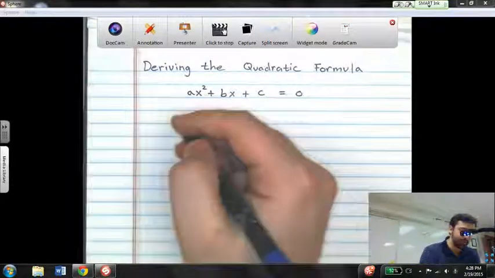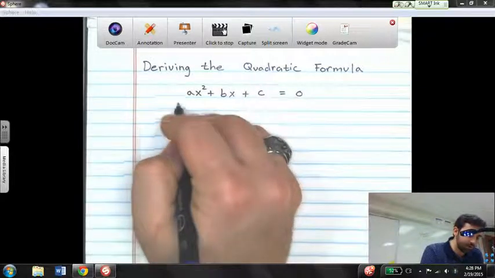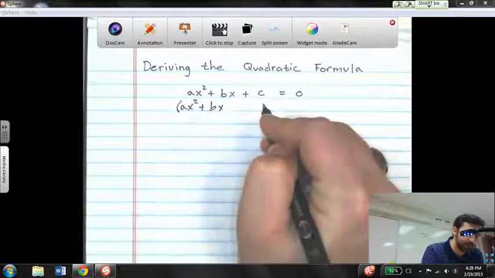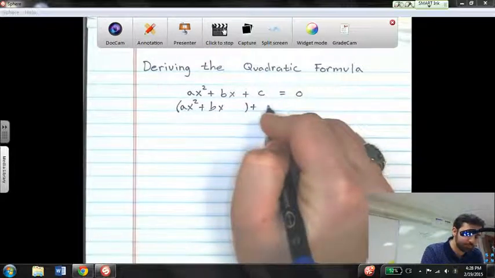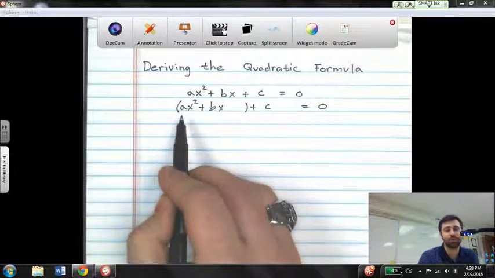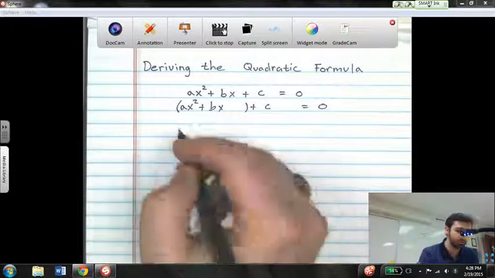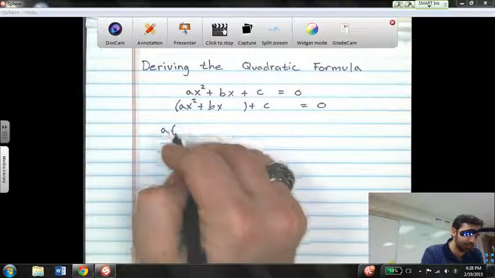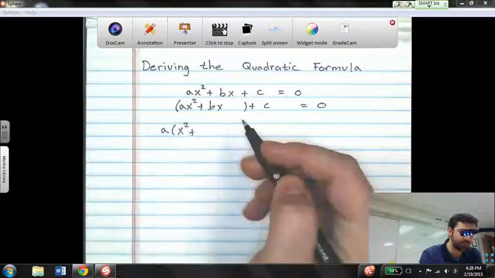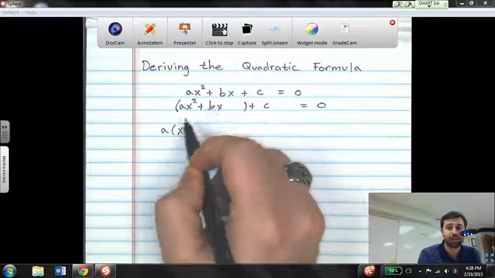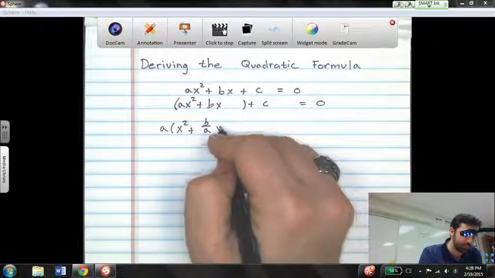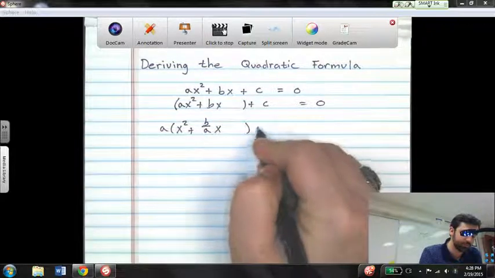So our first step that we did is to group our variables. Then I need to make sure that the leading coefficient is 1. So in order to do that, I need to factor out an a. So when I factor out an a, I'm left with x squared plus b divided by a, just expressed as a fraction, b over a, x plus c.